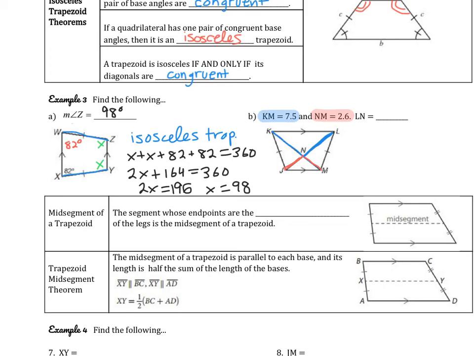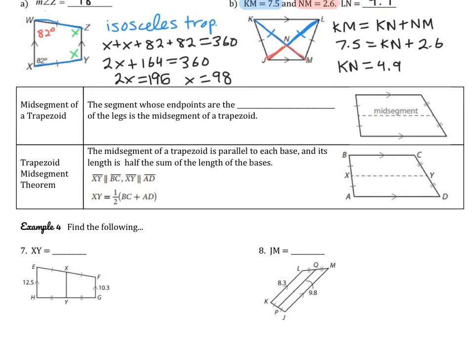So that means if I can find this distance, then I can find this distance, which is what they're asking us to find. So we can use the segment addition postulate here. We know that KM, the total diagonal, is equal to KN plus NM. We know the total is 7.5. We don't know KN yet, but we know that NM is 2.6. So we can conclude that KN equals 4.9. And again, since KN should be congruent to LN, that means that LN is also 4.9.